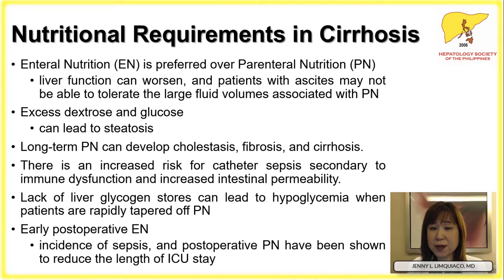So for nutritional requirements in liver cirrhosis, enteral nutrition is preferred over parenteral nutrition. Because in PN, liver function can worsen. Patients with ascites may not be able to tolerate the large volume associated with parenteral nutrition. And there will also be excess dextrose and glucose, which may lead to steatosis. And additionally, long-term parenteral nutrition can also cause steatosis, cholestasis, or even the development of further cirrhosis. And there is also an increased risk of catheter-related infection secondary to immune dysfunction and increased intestinal permeability.